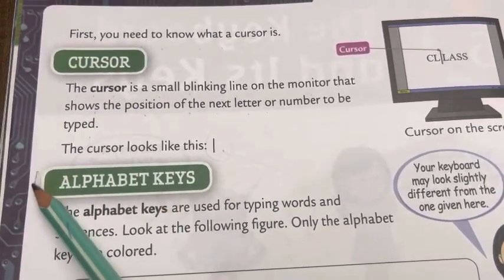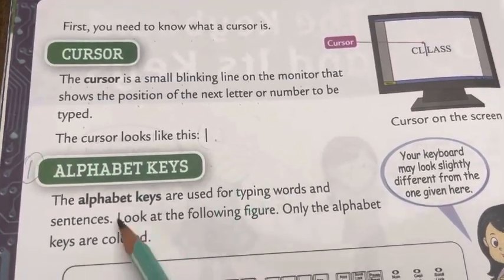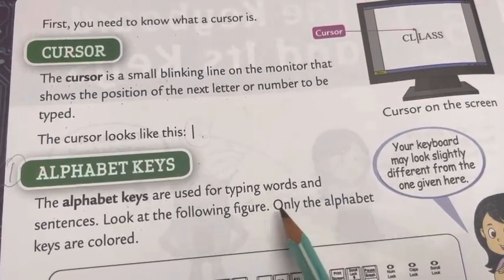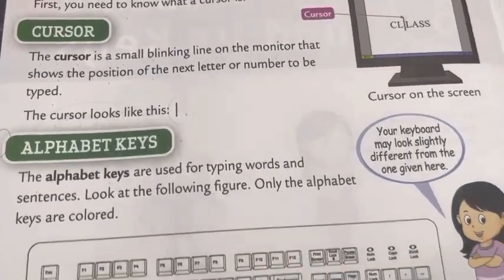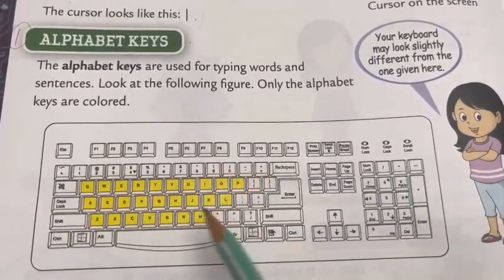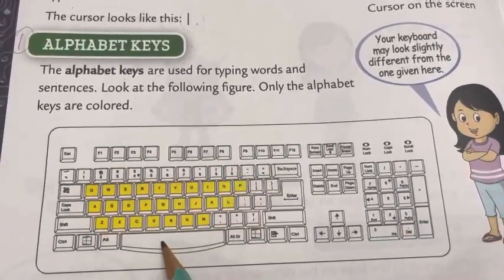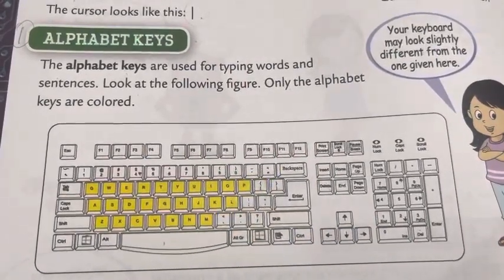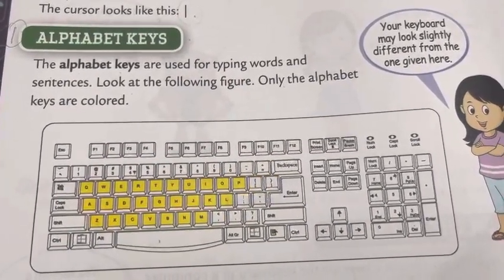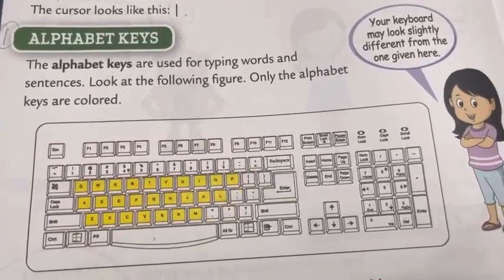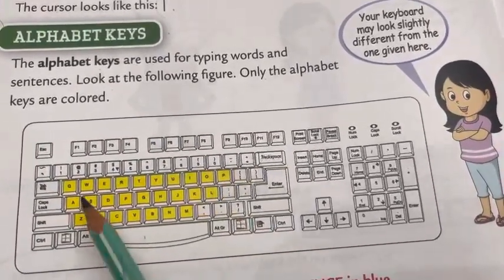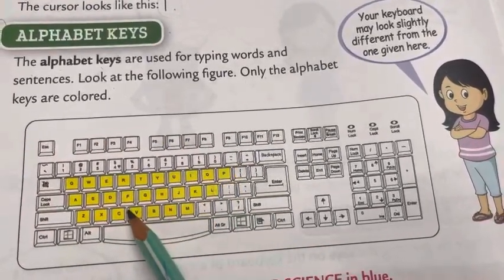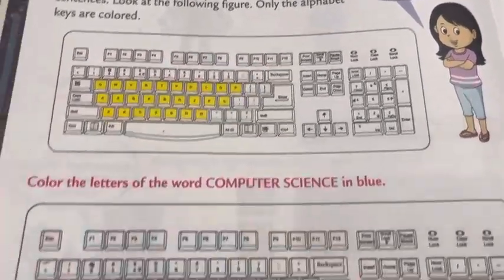So let's start with the first one, alphabet keys. The alphabet keys are used for typing words and sentences. Look at the following figure. Only the alphabet keys are colored. This is a figure or a picture of a keyboard, right? So why do we use the alphabet keys? We use the alphabet keys for typing words or a sentence. Whenever we want to type a word or a sentence on a computer, we use the alphabet keys, right? These yellow color keys are known as alphabet keys on the keyboard.